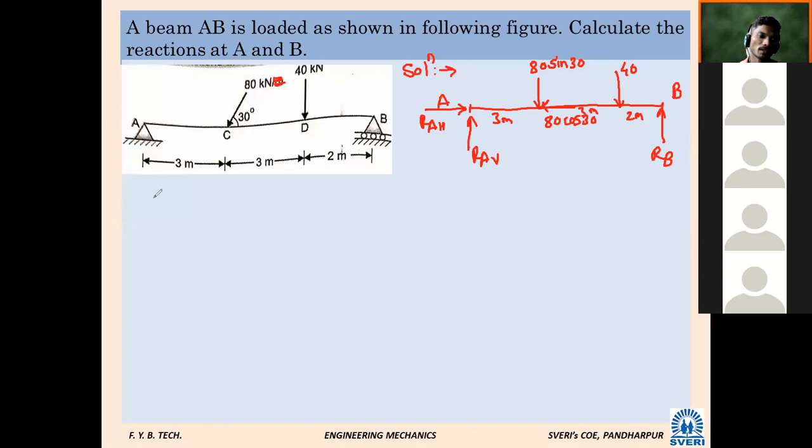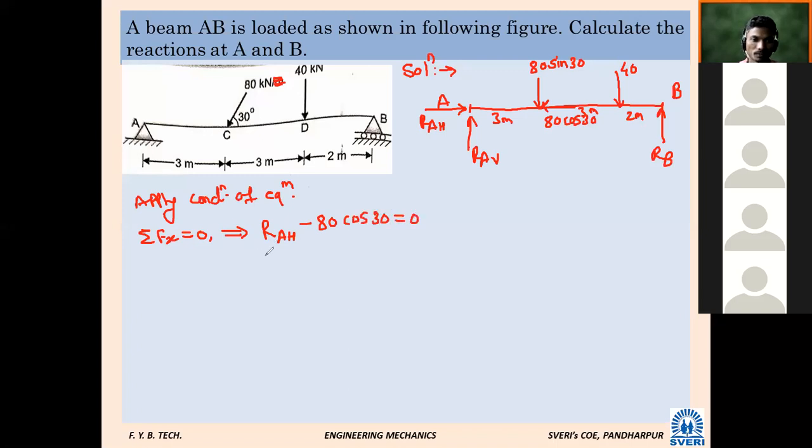Which equation are you going to apply first? Summation Fx equal to 0, sir. Apply condition of equilibrium. So summation Fx is equal to 0, which implies, whether it will be plus or minus, reaction RAH plus minus 80 cos 30. So what is the value of 80 cos 30? Therefore RAH equal to 69.28 kilonewton.